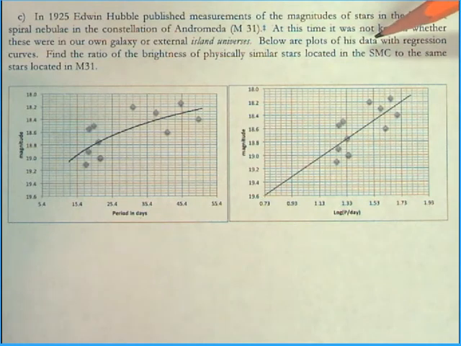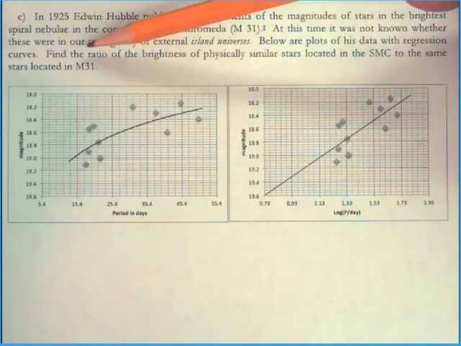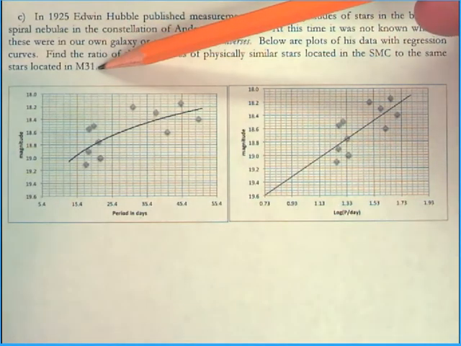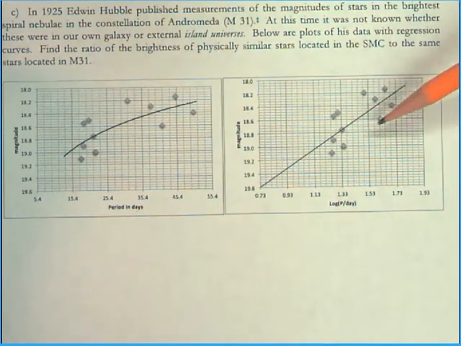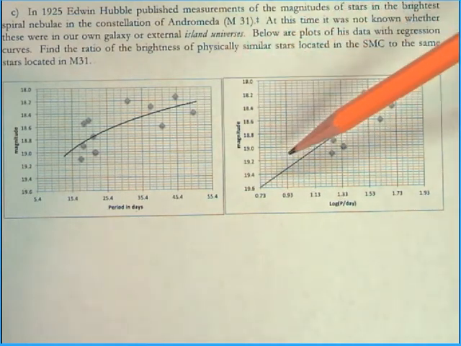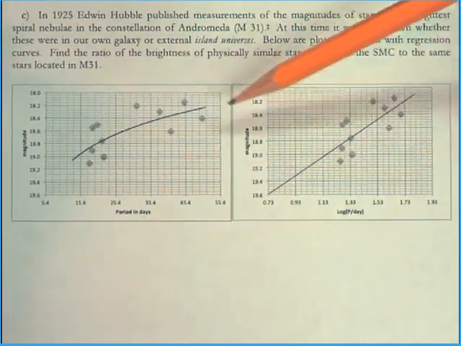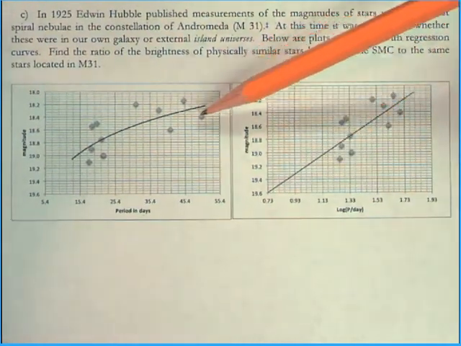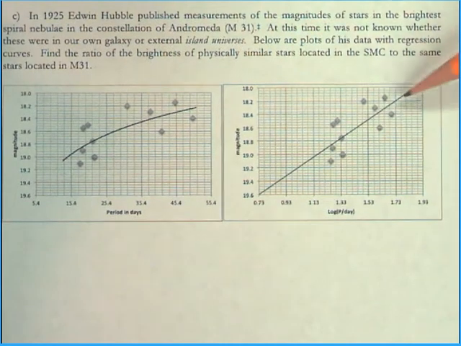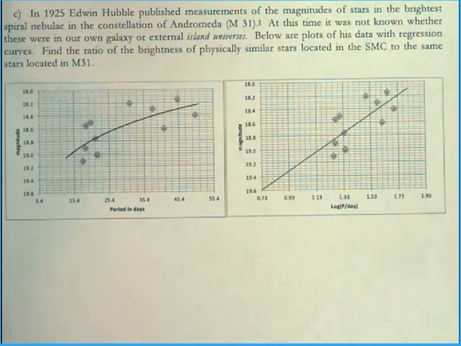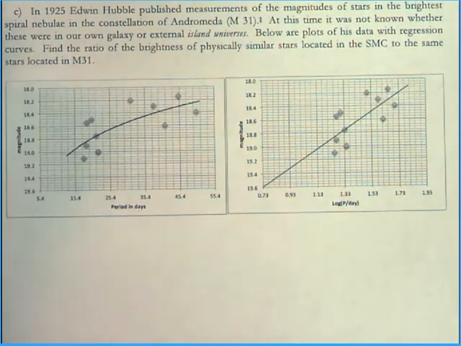Below are plots of his data with regression curves. Find the ratio of the brightness of physically similar stars located in the Small Magellanic Cloud to the same ones located in M31. Now notice that these have only one line first. That one line is the peak brightness because that's all he published. So when I plotted them up in much the same way as Leavitt did, these follow a line, these follow a curve, but they're the peak brightness. So we correspond peak brightness to peak brightness.